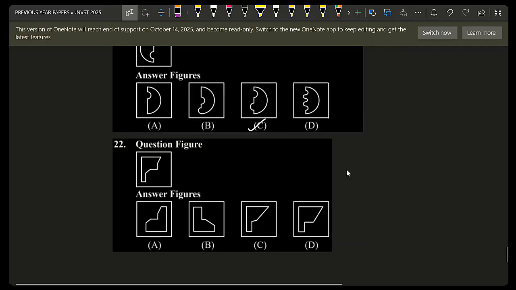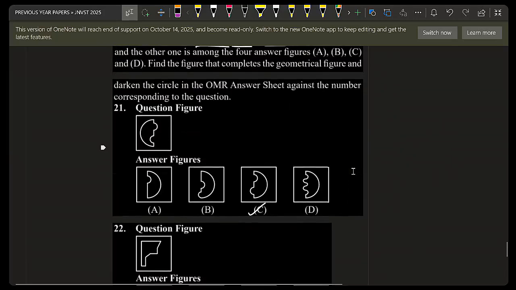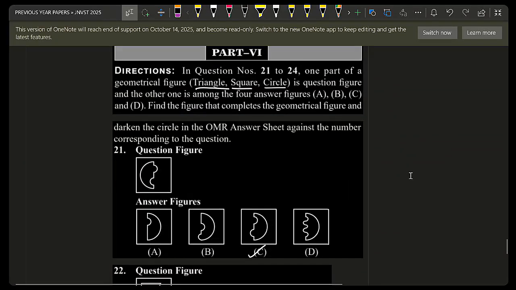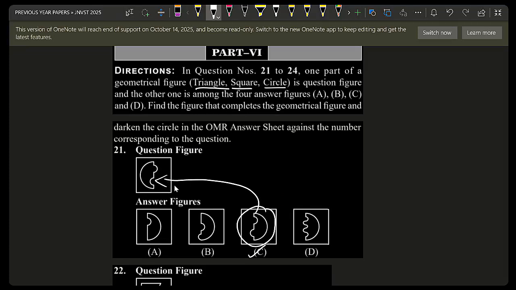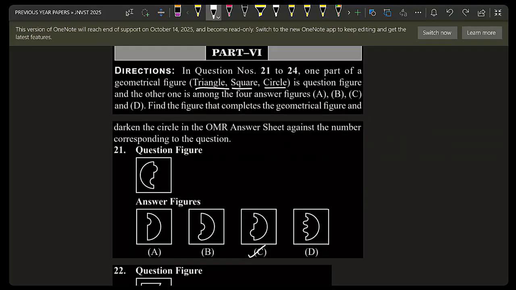Sorry, what is your doubt? Sir, I didn't understand 21. In 21, if you attach this part, will it fill the circle completely or not? Yes, sir. Other than that, none of them is matching. So the correct part is option C. Ritvik, what is your doubt? Sir, 19th one, sir. 19th, we will discuss later in the institute.